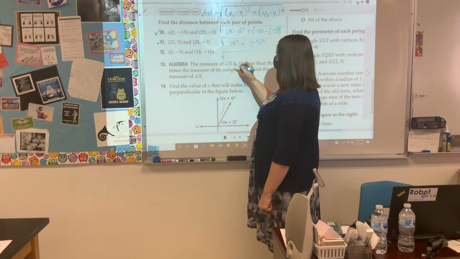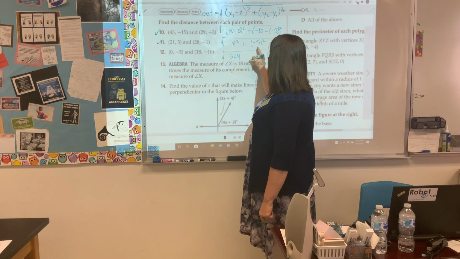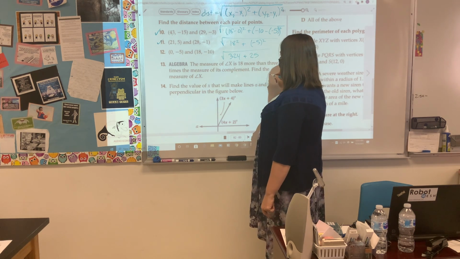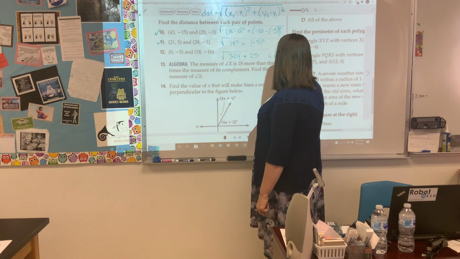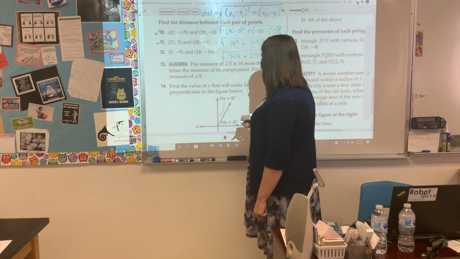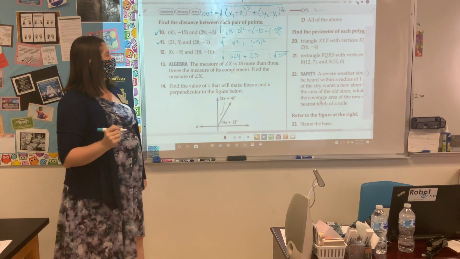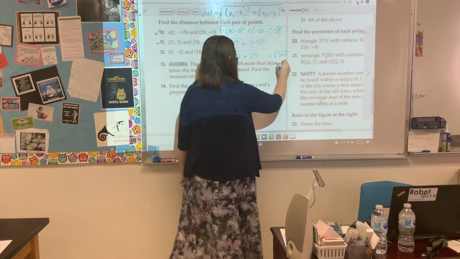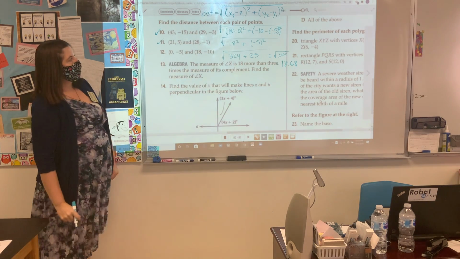I don't know. 324. 5 minus 5 squared? 25. So 349. So square root, it's positive. Can I simplify that further? What do I get? 18.68.